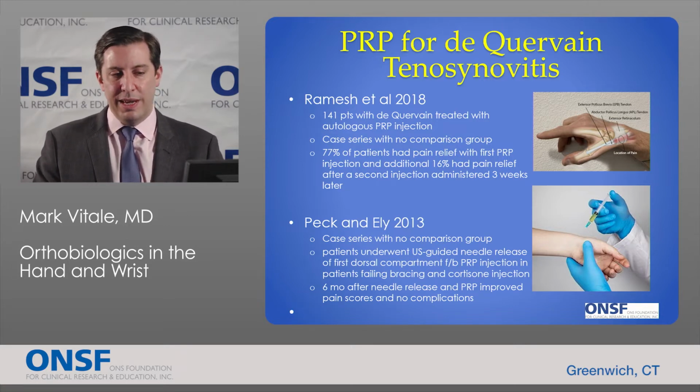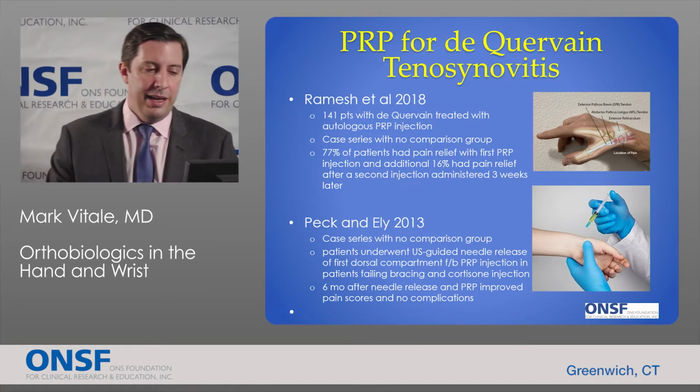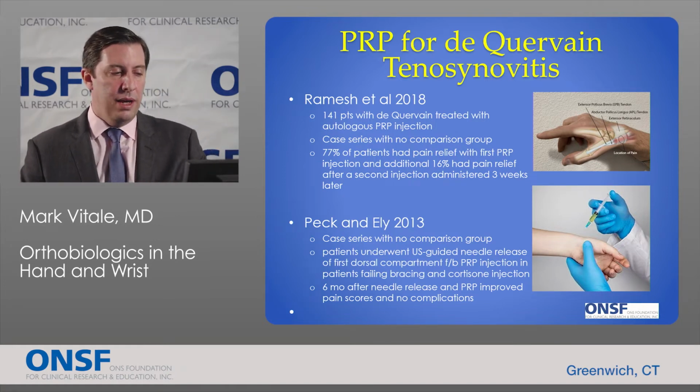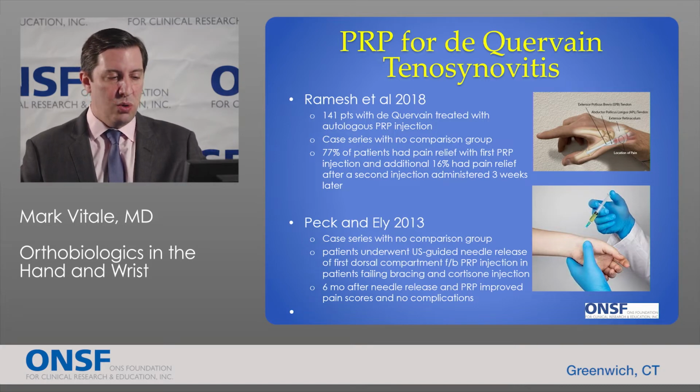What's the problem with this study? These same patients may have improved on their own or with other methods because we don't have a control. So Peck and Eli in 2013 published another case series with no comparison group, and there was a group of patients that underwent an ultrasound-guided needle release of the first dorsal compartment followed by a PRP injection. And the authors reported that 6 months after this procedure, pain scores improved and there were no complications.